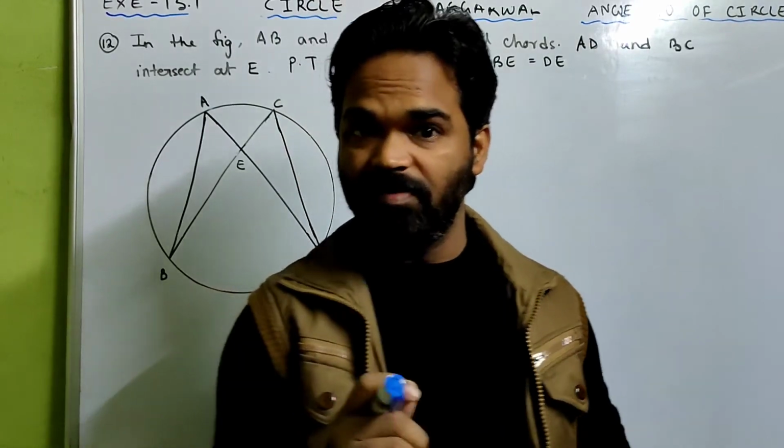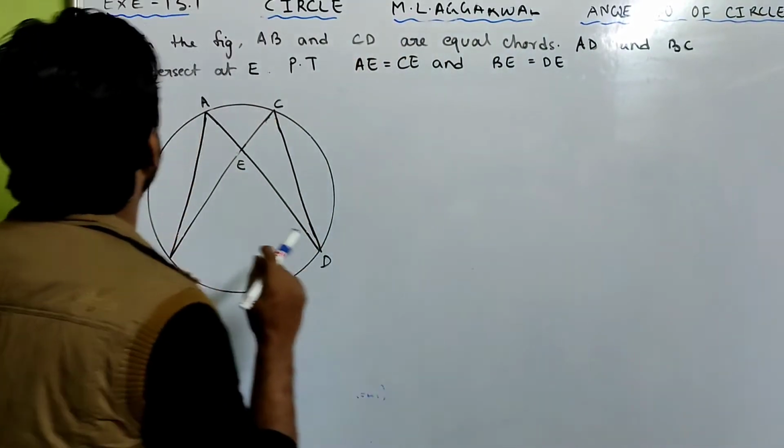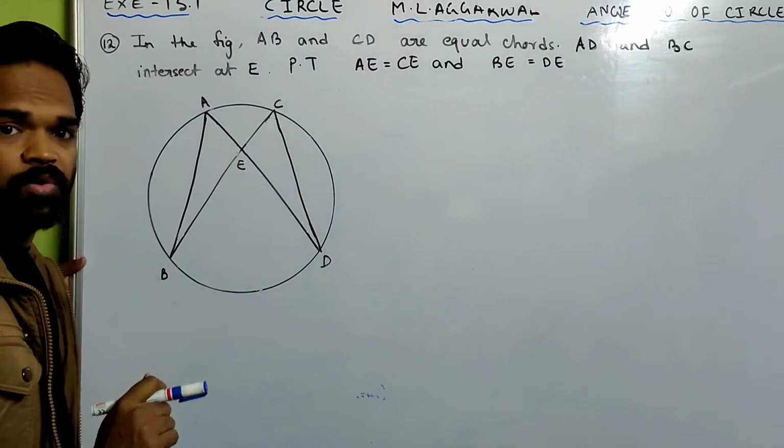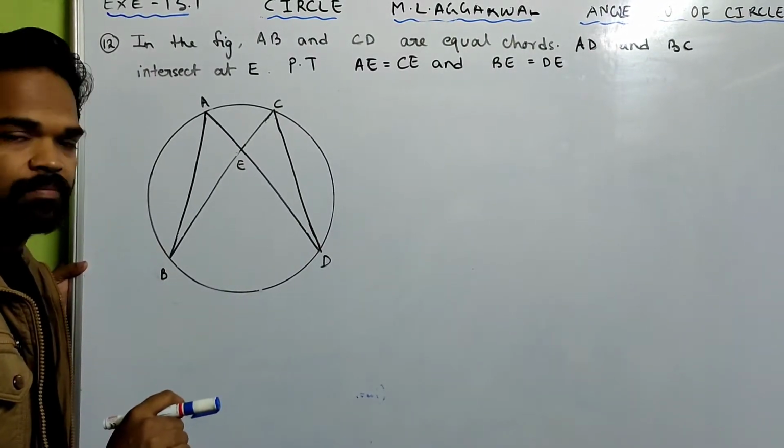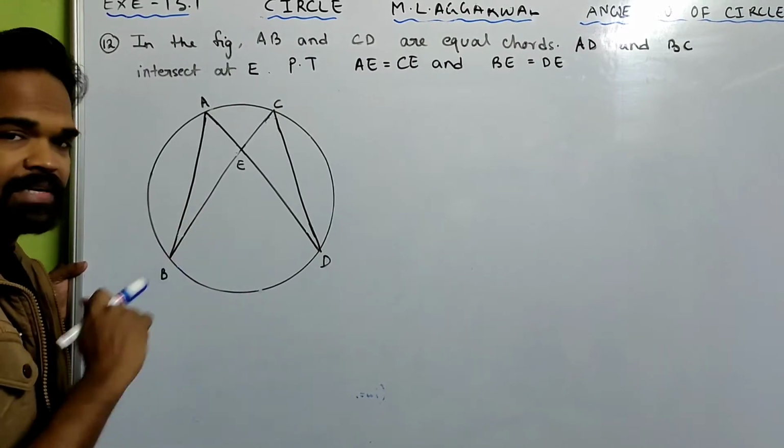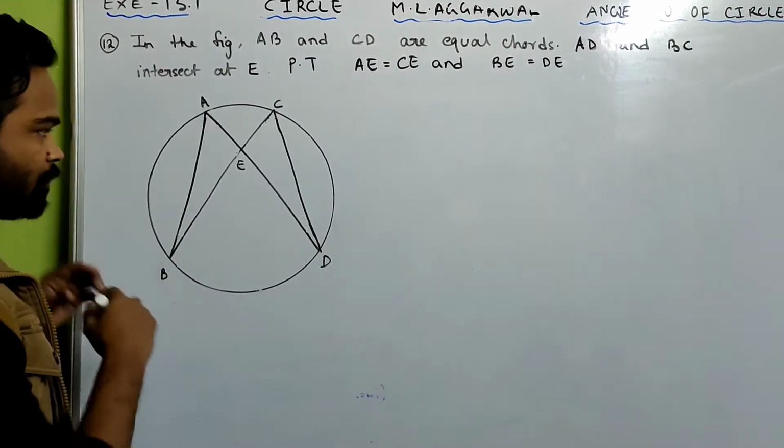Hi kids, in a previous video we have solved till sum number 11 of exercise 15.1 from class 10 circles, based on angle properties of circle. You can click on the I button and get the link of the previous video.